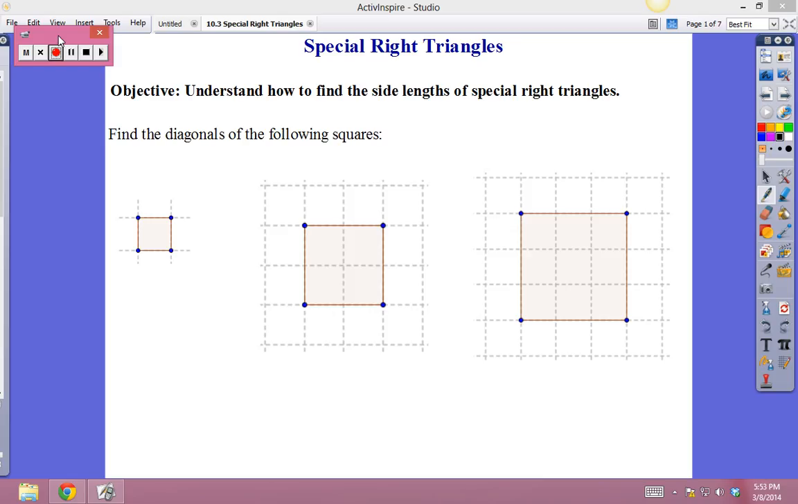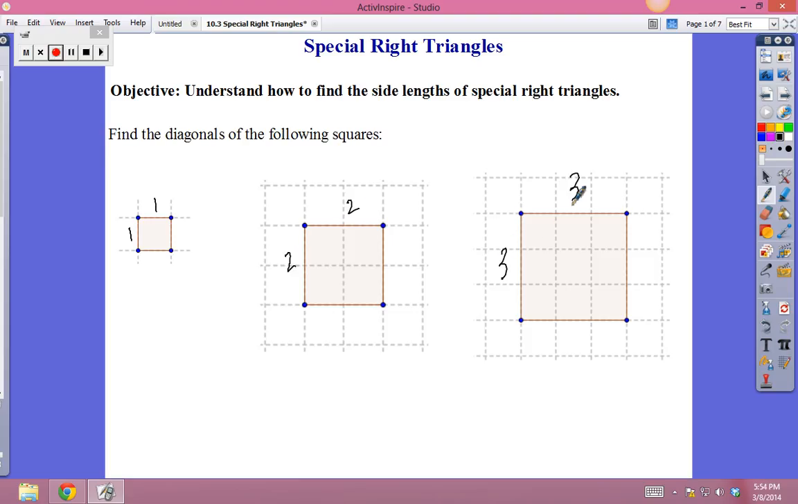Okay, there's two kinds of right triangles that we are going to become very familiar with. And one of them comes from a square. So let's do this. You guys, you have three squares on your screen. This square is a 1 by 1. This square is 2 by 2. And this square is 3 by 3.